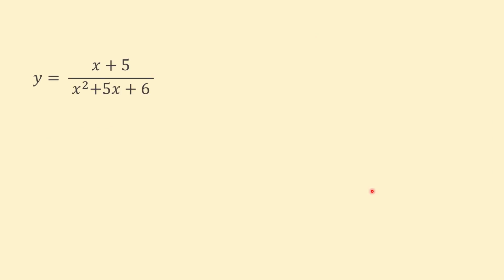Another example. Suppose we want to find vertical asymptotes of this rational function. y equals (x plus 5) over (x squared plus 5x plus 6). As the first step, we should factor the numerator and denominator, if it is possible. In the numerator, we have x plus 5, which is a simple function, and there is nothing to be factored. So we go to the denominator.